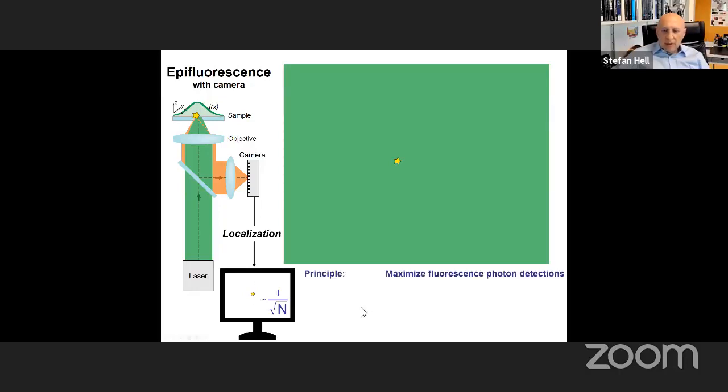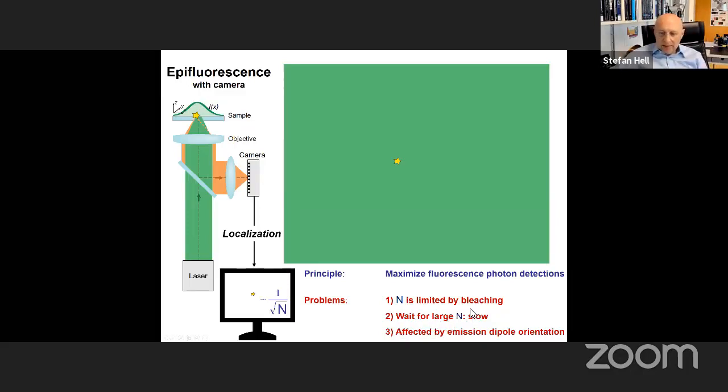But the point I want to make here is it has a little problem. And the problem, as we all know, is that localization in this way is very photon greedy. You need to maximize the fluorescence detection, the number of fluorescent photons that you get on the camera. But if you have a concept that depends on the maximization of fluorescent photons, then the problem is that this photon number is definitely limited by bleaching. At some point, the molecule will go off or even bleach. You have to wait for a significant amount of time simply because you need large photon numbers. So it's inherently slow because you need more photons and that takes more time.